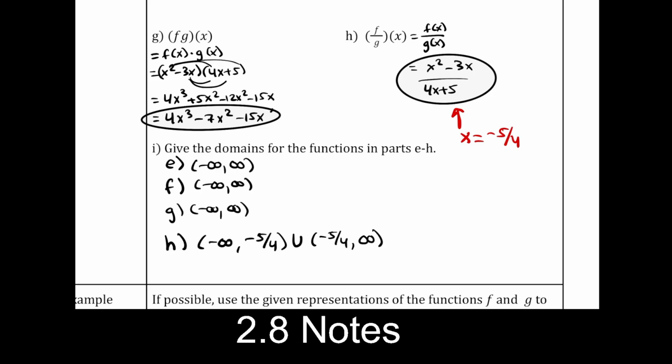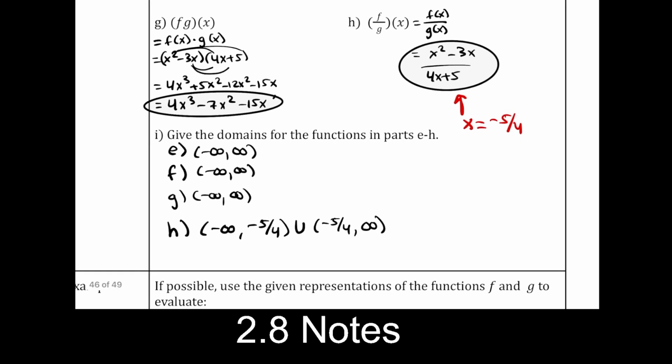Now we've done this enough at this point that you should know what this means, but that is just every number in the real line excluding negative 5/4. Just throw that part away. Okay? So this is part E through I. Hopefully this all makes sense. Mark anything down or highlight it if you have questions for me.